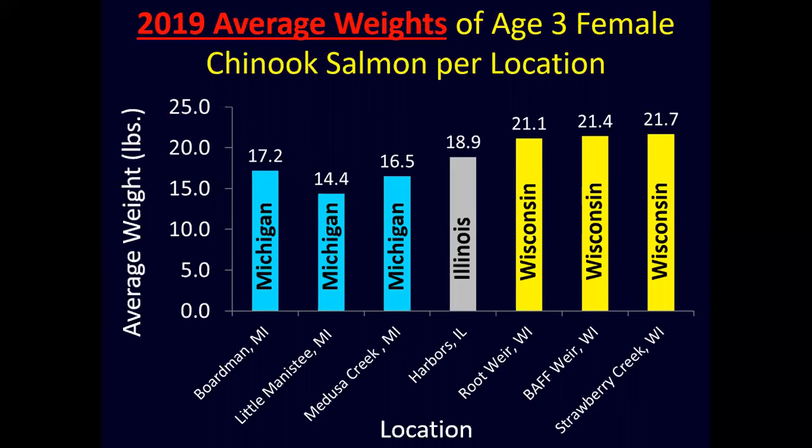So this is just a snapshot of those average weights for 2019 per location. Generally, we saw bigger fish in Wisconsin, smaller fish in Michigan, and then kind of mid-range fish in Illinois.